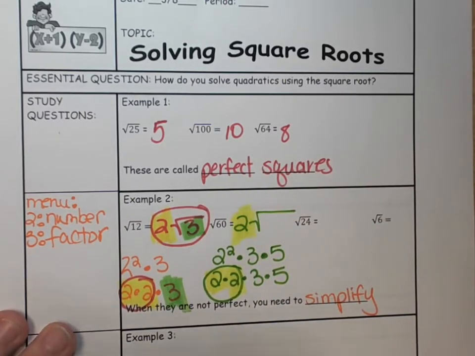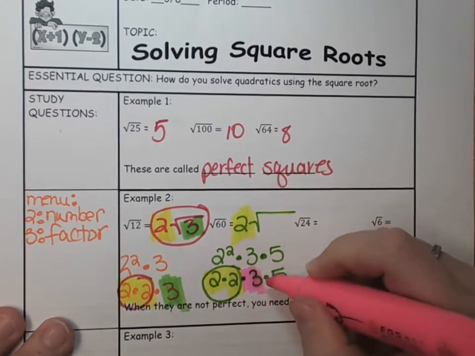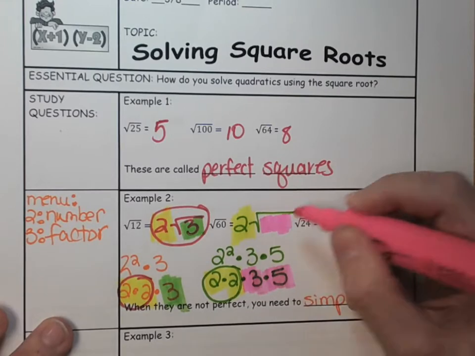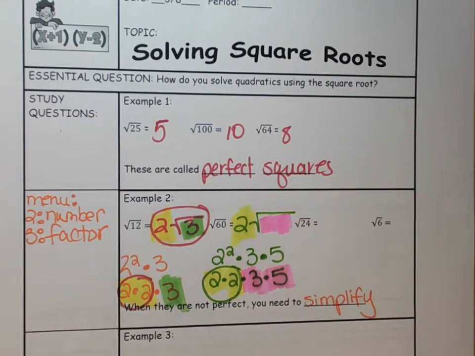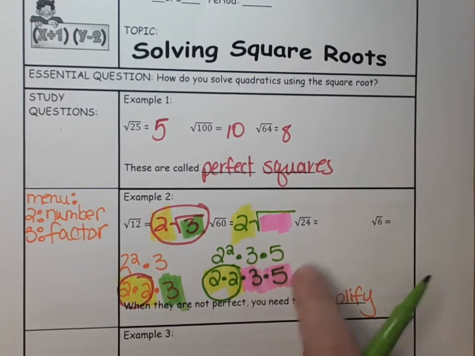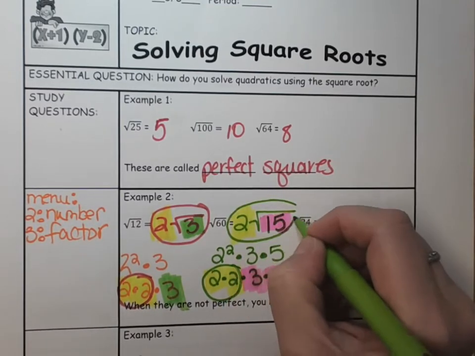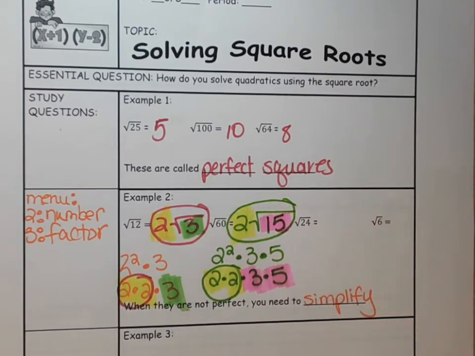But my 3 and my 5, they're single. The 3 is single and the 5 is single. They didn't get invited, so they have to stay in the house. We do not leave it 3 times 5. We simplify. So 3 times 5 is 15. So that is my answer, 2 square root of 15.